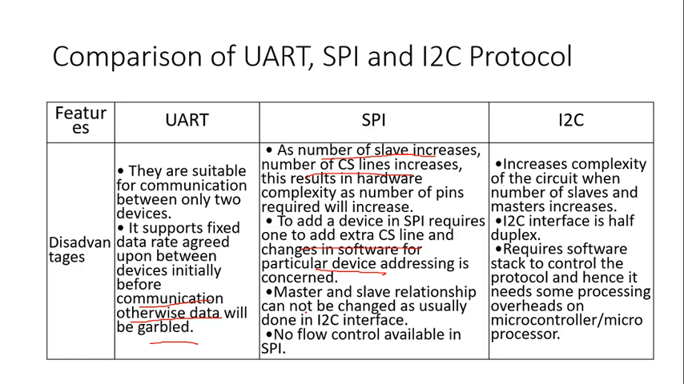Master and slave relationship cannot be changed as usually done in the I2C interface. So in case of the I2C interface, you can easily change the master and slave relationship, but that is not possible in case of SPI. No flow control is available in the SPI. Another disadvantage of SPI. In case of I2C, it increases the complexity of the circuit when the number of slaves and masters increases. I2C interface is half duplex. It requires a software stack to control the protocol and hence it needs some processing overhead on the microcontroller or microprocessor.